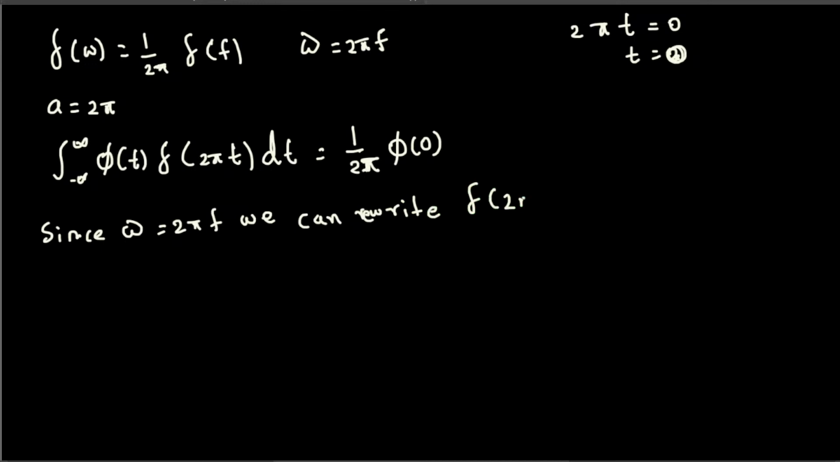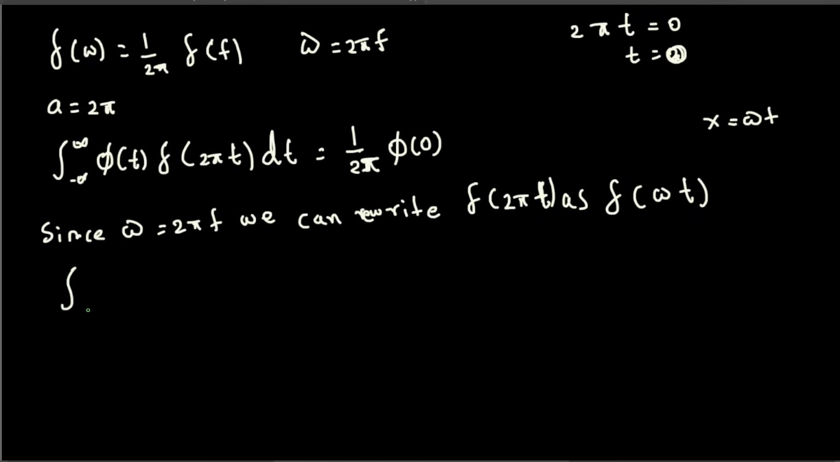delta of 2πt as delta of omega t. So instead of this 2πt, now we are going to put omega t for that. And also, to simplify the equation, I'm going to put x equal to omega t. So this is similar to u substitution, so we can do the integration easier.